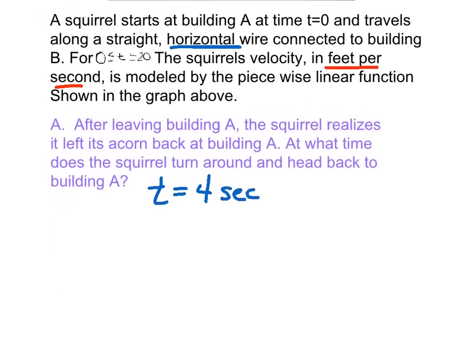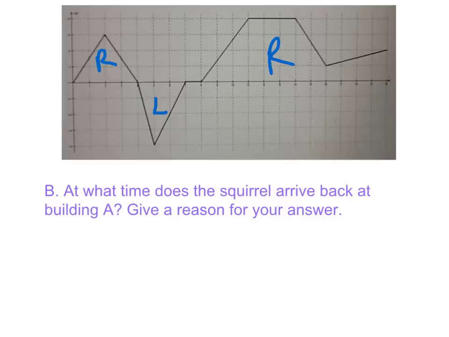All right, moving on. Part B says, at what time does the squirrel arrive back at building A? Give a reason for your answer. Remember, here's the squirrel leaving at time t equals 0. He starts walking along this wire, comes to rest, realizes he forgot his nut, or acorn, turns around, walks backwards, and comes to rest again. So this is implying that when he gets to t equals 7, he has arrived back at building A.